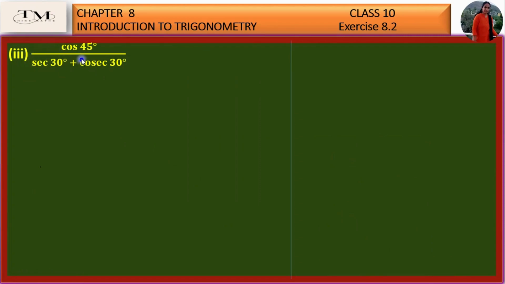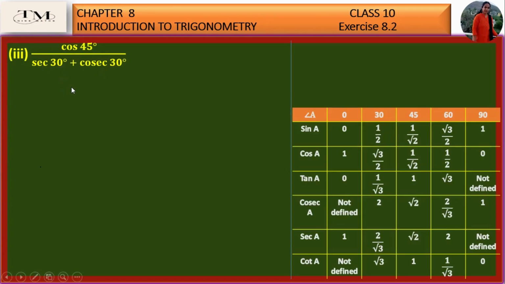So third part, it is cos 45 degree divided by secant 30 plus cosecant 30. So first let us find out the values for this. So what is cos 45? Cos 45, it is 1 by root 2. So which is equal to 1 by root 2 divided by secant 30. So secant 30, it is 2 by root 3. So 2 by root 3 plus cosecant 30. So cosecant 30 is 2. So these are the values.